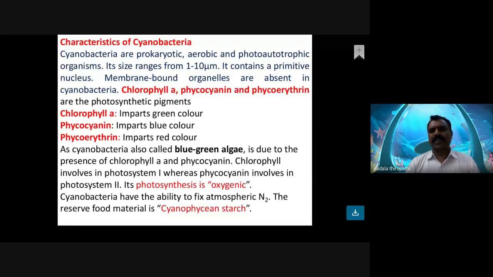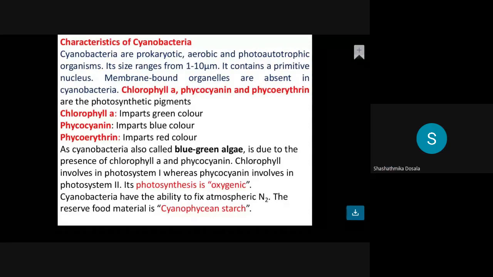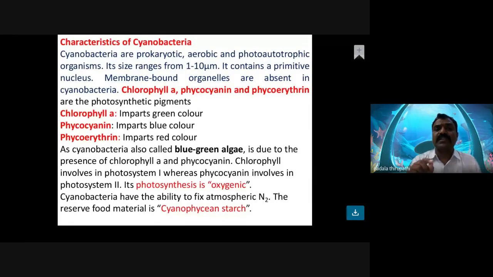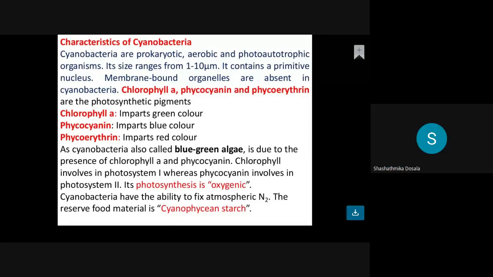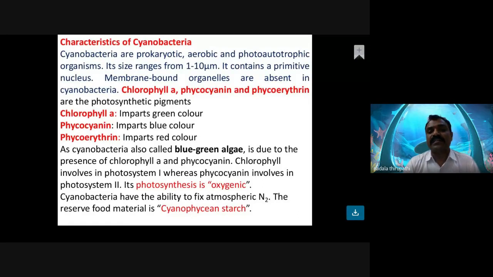they are prokaryotic, aerobic, photoautotrophic organisms. Some of the friends already told that prokaryotic means does not possess a definite nucleus, yes, a definite nuclear membrane. Along with this, prokaryotes do not possess any membranous cell organelles like mitochondria, Golgi apparatus, endoplasmic reticulum, plastids. These cell organelles are not possessed by prokaryotes. Am I clear? We can also say membrane-bound organelles are absent in cyanobacteria. Is it clear? Yes, sir.